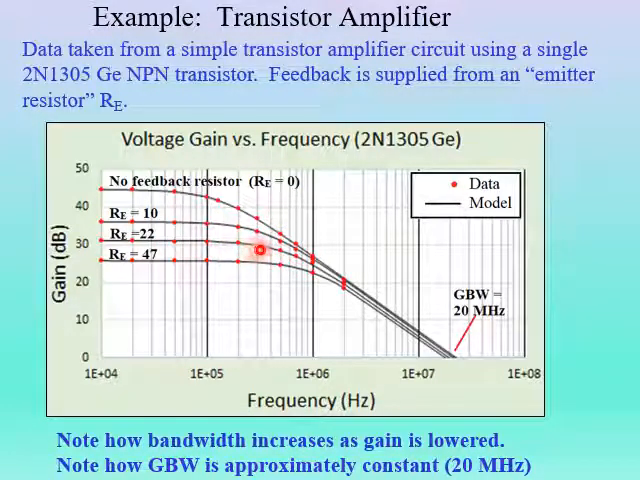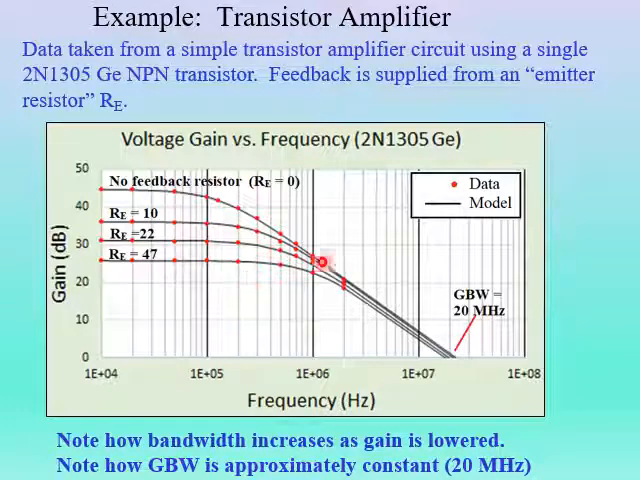The bandwidth has increased. And finally, I increased the feedback resistance to 47 ohms, which lowered the gain to about 25 decibels. But this amplifier, even though it has the lowest gain, has the highest bandwidth. It's very flat out here to around 1 megahertz. So notice how the basic effect here is, as the gain is lowered, we see an increase in bandwidth. That's because all of these amplifiers have the same gain bandwidth product.